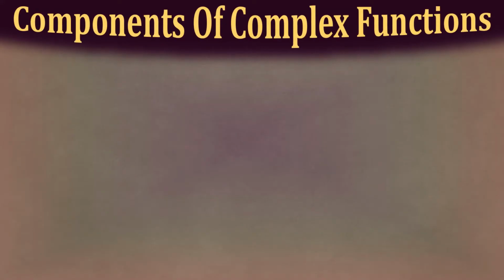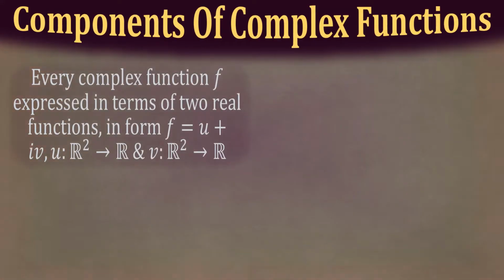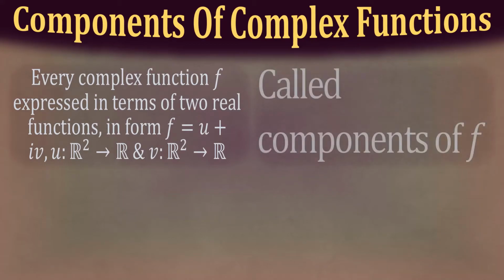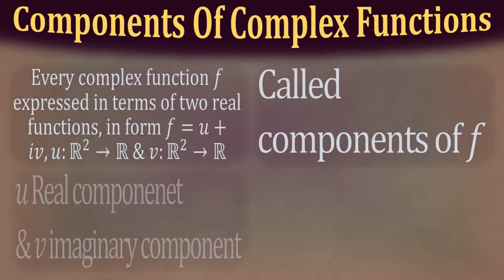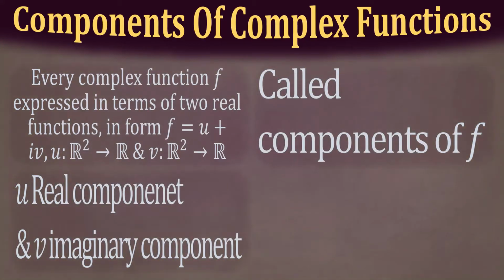Next, let's give the components of complex functions. Every complex function f can be expressed in terms of two real functions in the form f is equal to u plus iv, where u is a function from R squared to the reals, and v is a function from R squared to the reals. These are called the components of f. We say that u is the real component and v is the imaginary component.